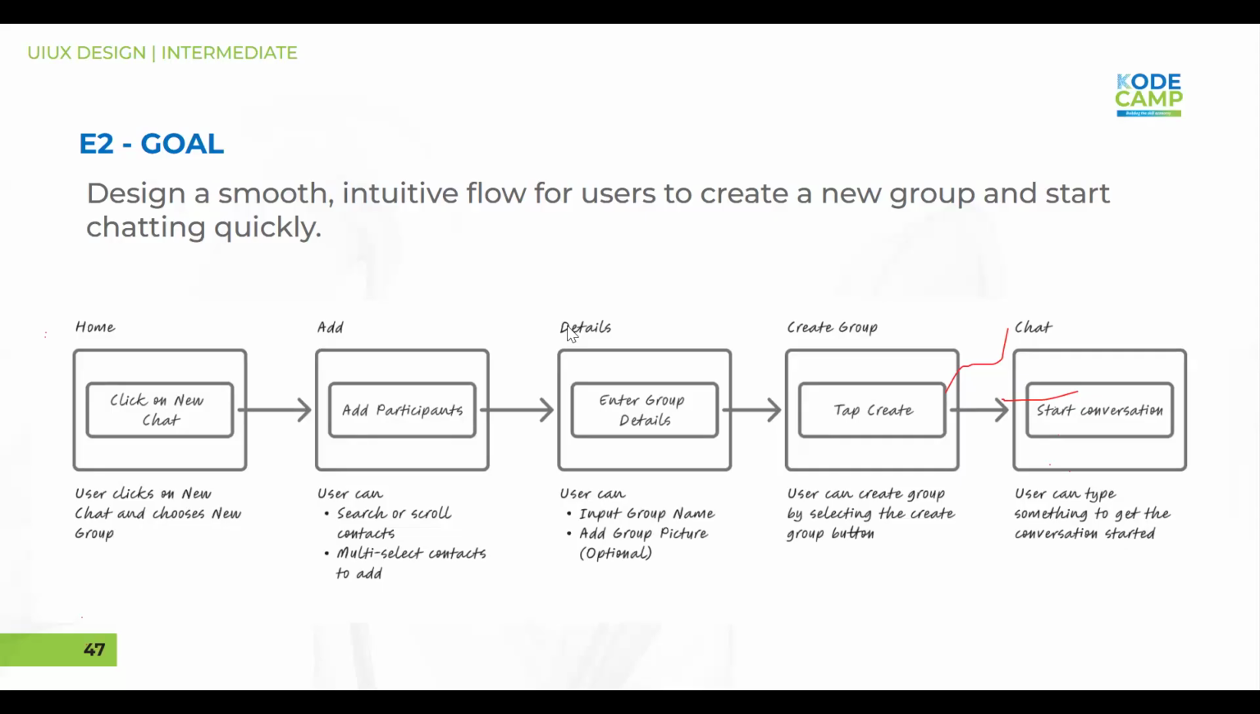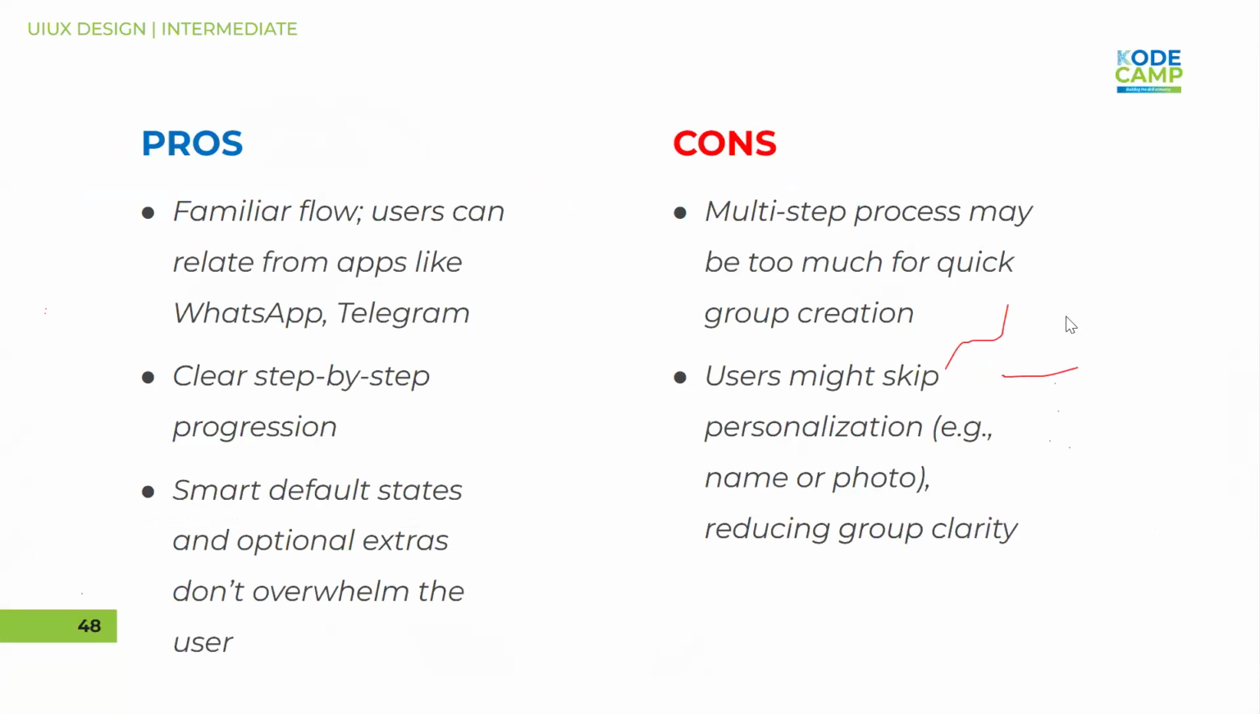So let's look at what I caught as my pros and cons. You can see that it has a familiar flow. Users can relate from apps like WhatsApp and Telegram. So it uses that same flow and it has a step-by-step progression. And smart default state and optional extras don't overwhelm the users. So that is our pros.